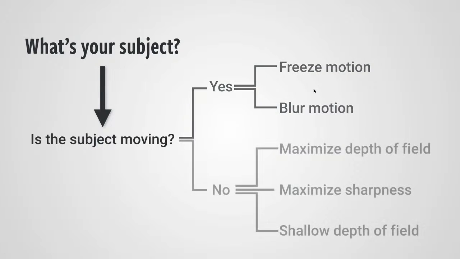Now the next option: if your subject is not moving, then you have three options. Do you want a maximum depth of field? Do you want to have a maximum sharpness? Or do you want to have a shallow depth of field? So depending on this algorithm, you can decide what you want. So the algorithm is very simple.